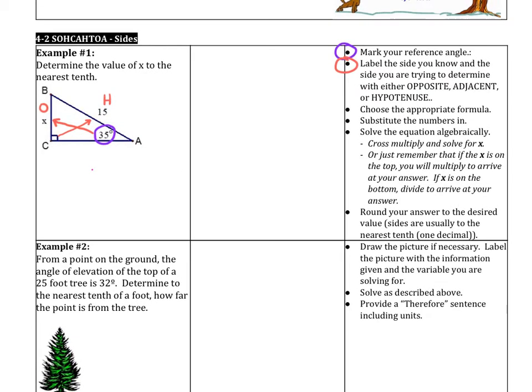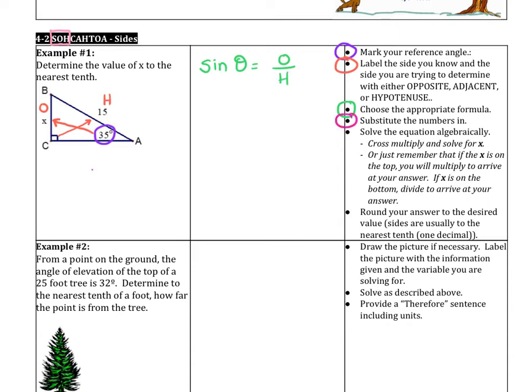And a reminder that if we know the opposite and the hypotenuse, then you're using the SO part of SOHCAHTOA, which means sine is opposite over hypotenuse. So based on the side you're trying to figure out and the side you know, O and H, that tells you that sine is the formula you're going to use. So we're going to write down that formula. Sine theta equals opposite over hypotenuse.